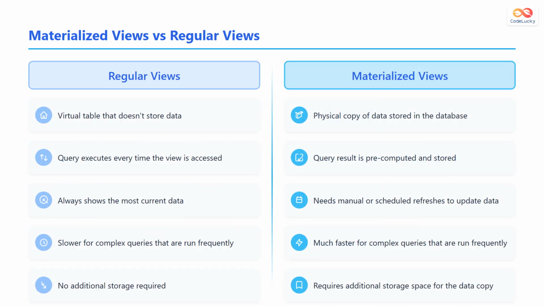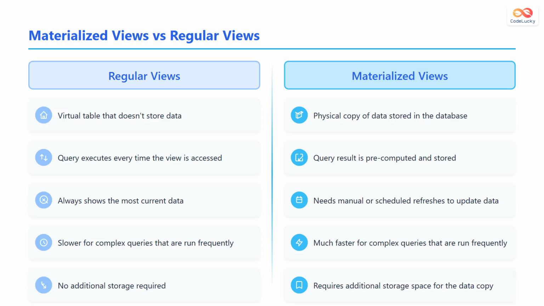Let's compare materialized views to regular views to understand the key differences. Regular views are virtual tables that do not store data. The query executes every time the view is accessed, and it always shows the most current data. This approach is slower for complex queries that are run frequently, and it requires no additional storage.